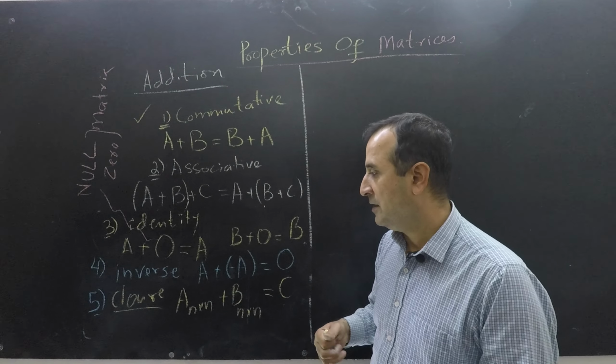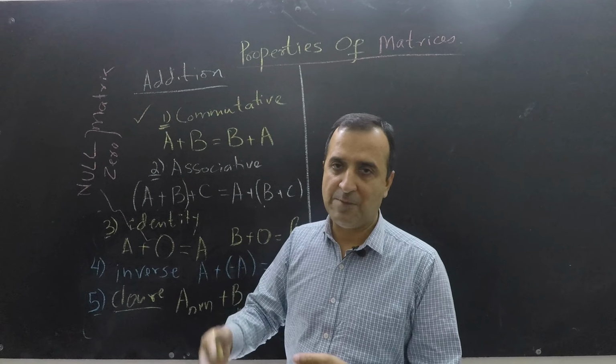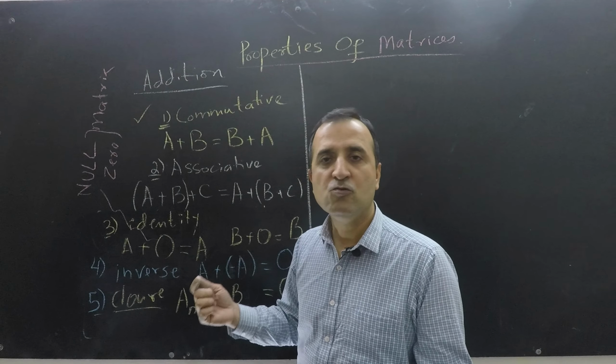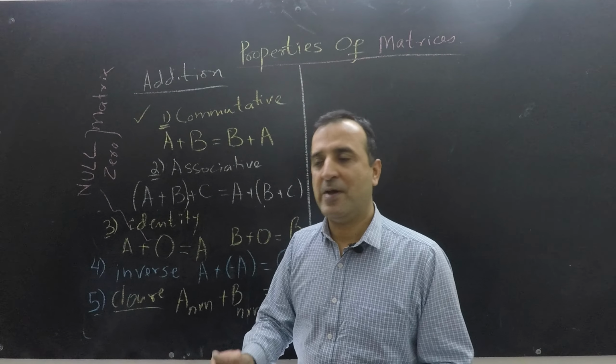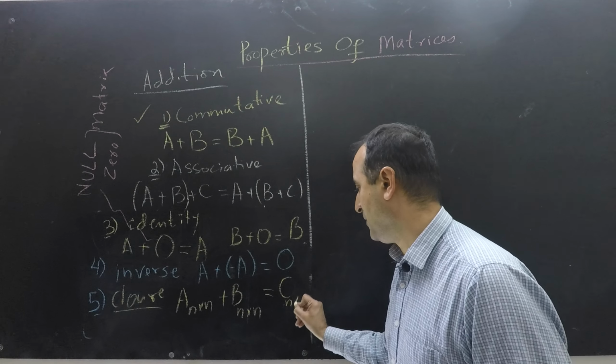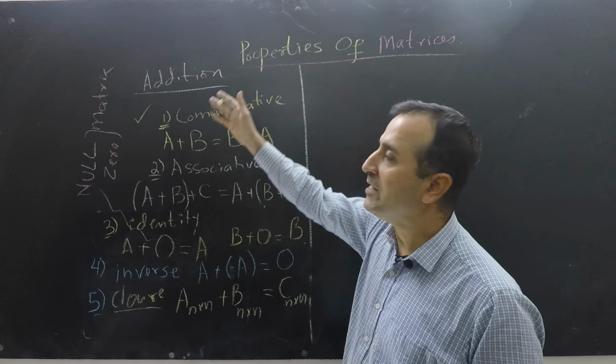So that means if we have a square matrix of n by n dimension, and we add two square matrices, our answer will also be a square matrix of n by n dimension. So that is it for the additive properties.